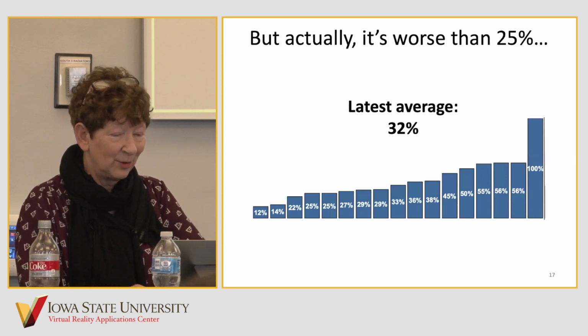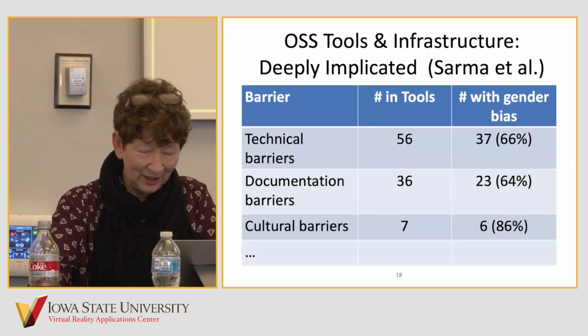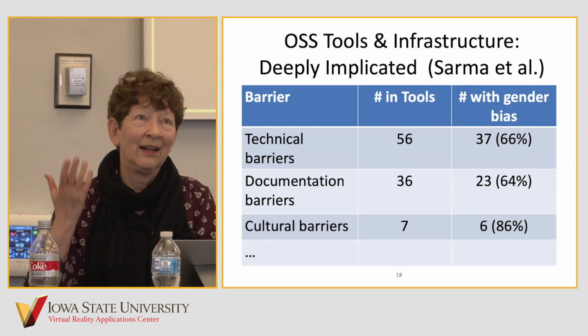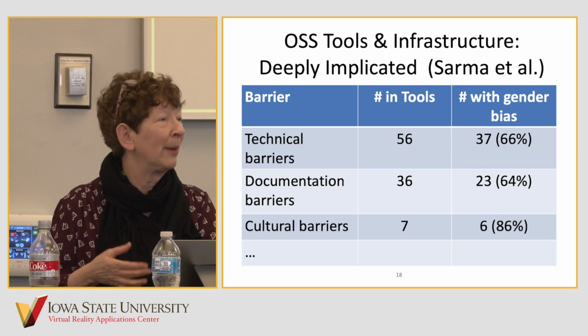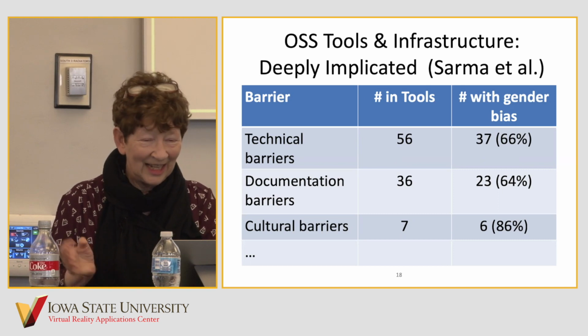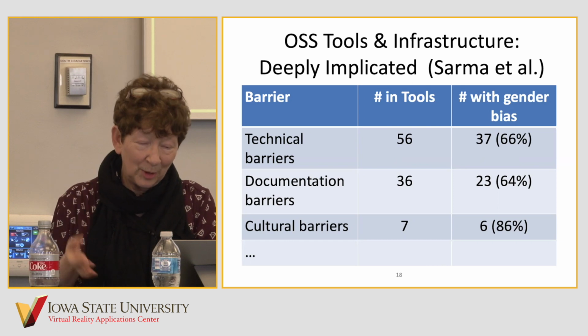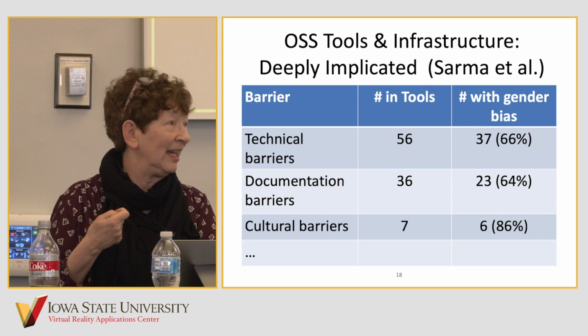Let's look at open source. So I'm sure that most of you have heard that open source software is a community infrastructure that also suffers from underrepresentation of women. And in case you haven't heard that, of course we already know that there are disproportionately small numbers of women in computer science, and in open source it's even smaller.